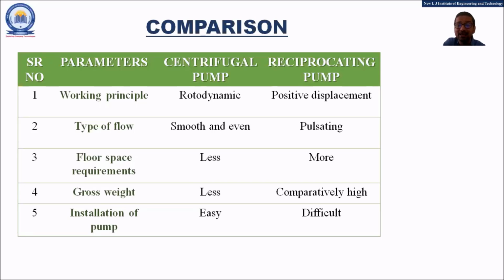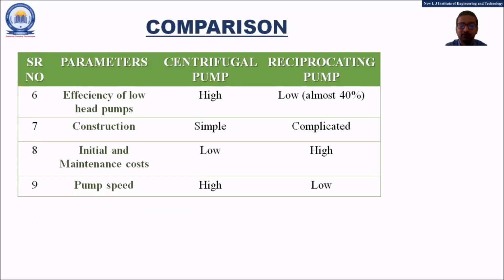Let us proceed further and understand some more points related to the comparison between these two pumps. Next point of comparison, that is the efficiency of the pump when we are considering the low head pumps. For determining the efficiency, I am considering a common parameter, that is the low head pump. So for the low head pump, in terms of efficiency, the centrifugal pump has the higher efficiency, but for the reciprocating pump, the efficiency is lower. It is almost 40%.